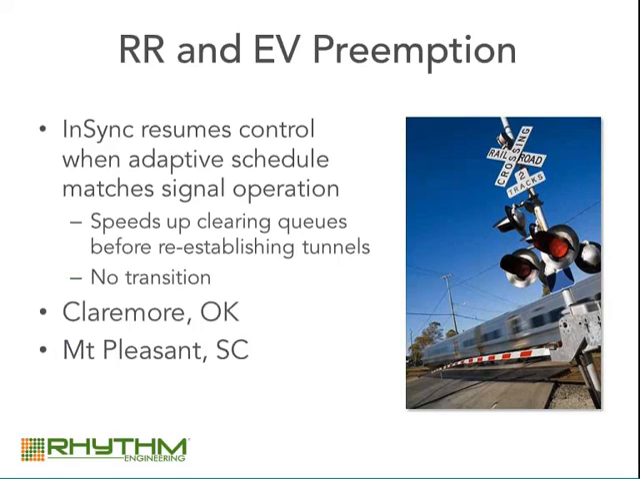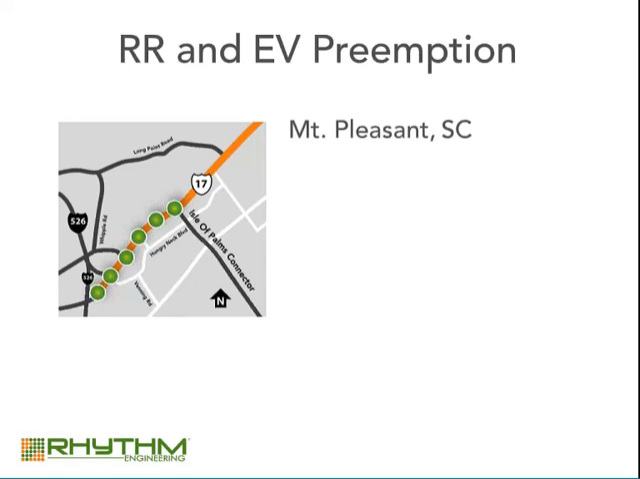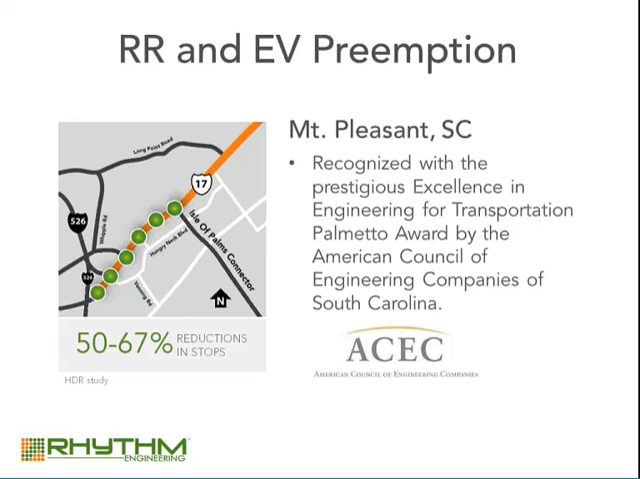In South Carolina, Mount Pleasant's InSync system on US 17 experiences frequent emergency vehicle preempts as a result of a nearby hospital. US 17 is an award-winning corridor with an independent study showing InSync's ability to reduce stops by 50 to 67%.